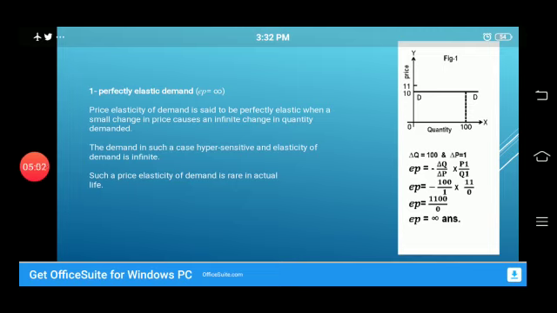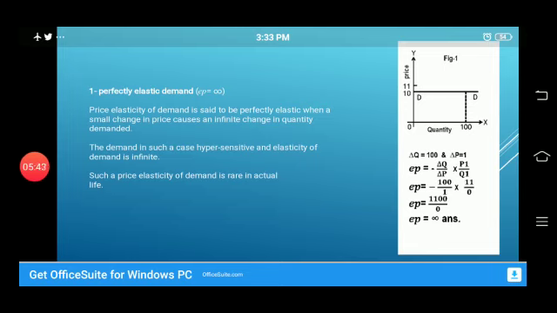Now, whether demand is more or less elastic, you will predict with the help of quantity demanded. If there is a large change in quantity demanded, then the elasticity is more than 1. If there is a small change in quantity demanded, then the elasticity of demand is less than 1. Similarly, here there is an infinite change in quantity demanded. So if there is an infinite change in quantity demanded, that is infinitely elastic demand, or perfectly elastic demand.